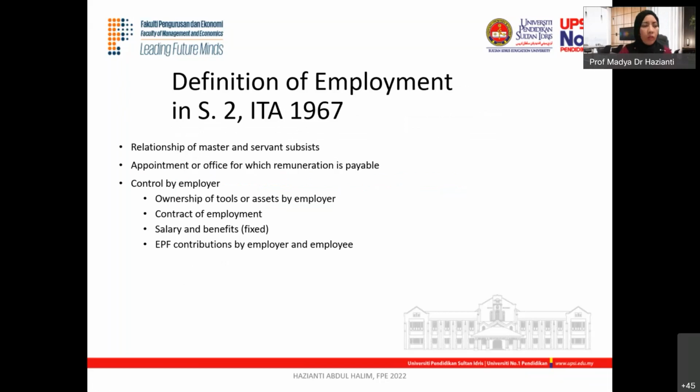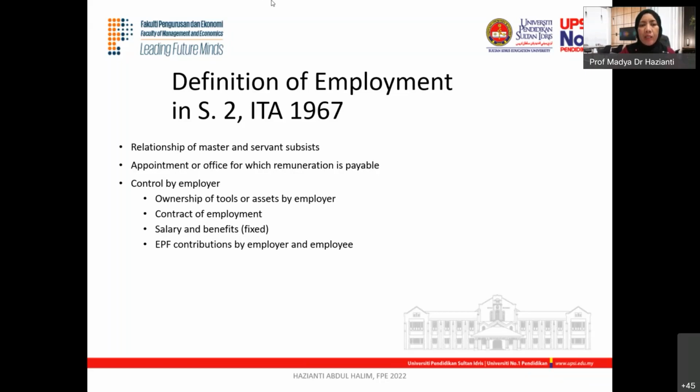Alright, so this is the definition of employment income under section 2 of Income Tax Act 1967. Alright, the different types of employment income is under section 4B, but the definition is under section 2. So the definition is a relationship, and there must be a relationship of master and servant subsist. Mesti ada master and servant. And there is an appointment or office for which remuneration is payable, which means if you have employer, the employer will pay you salary, then that will be considered as employment income.